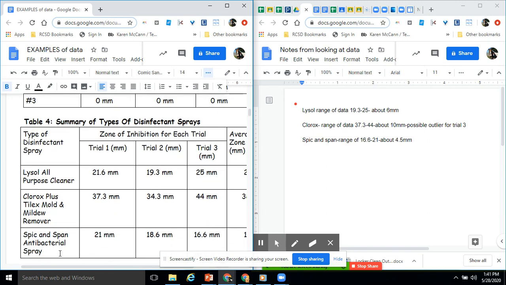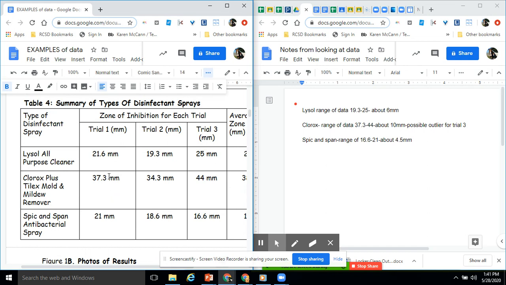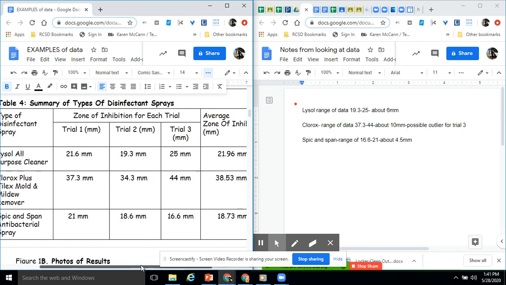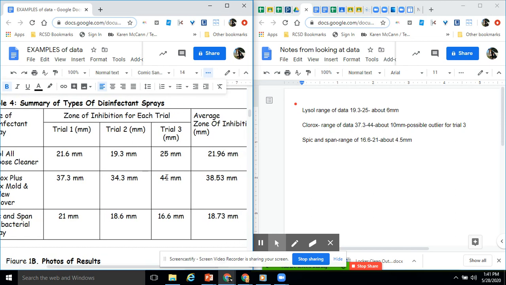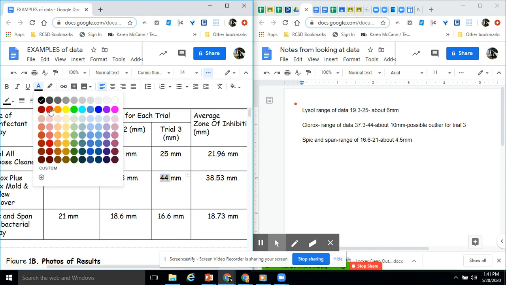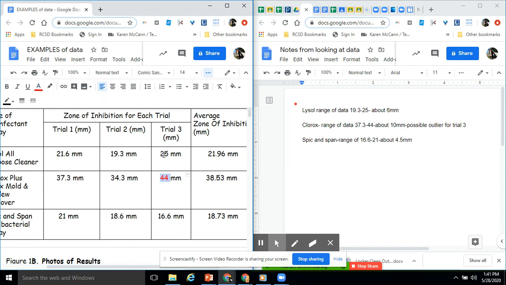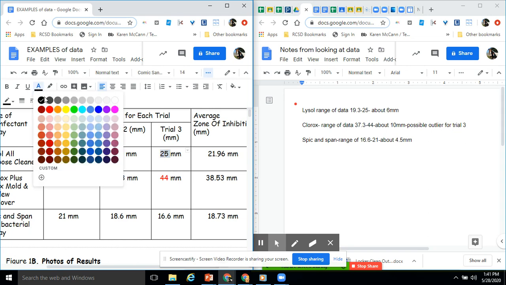Then we're going to look at our summary table, which basically summarizes the trials from each of the other data tables all into one, so you can compare each product to each other a little bit more clearly. And if you want, we can highlight the ones that we're a little unsure of here. And here. Interestingly, they're both in trial 3. I did not notice that before.